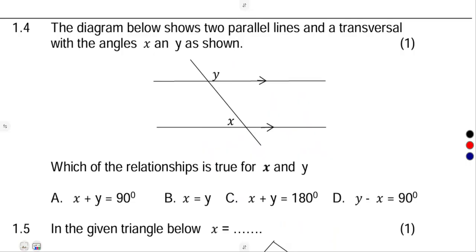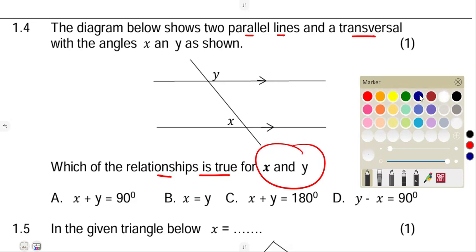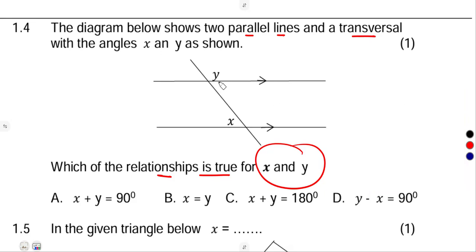The diagram below shows two parallel lines and a transversal with angles x and y as shown. So which of the relationships is true for x and y? All right. So we have got these relationships. Let us figure out where x is and y is.